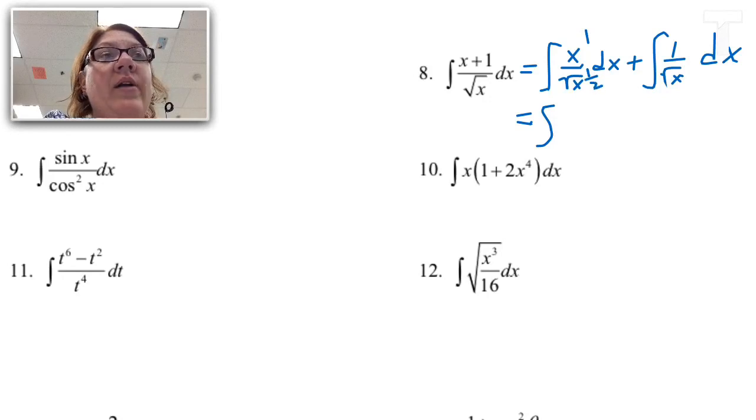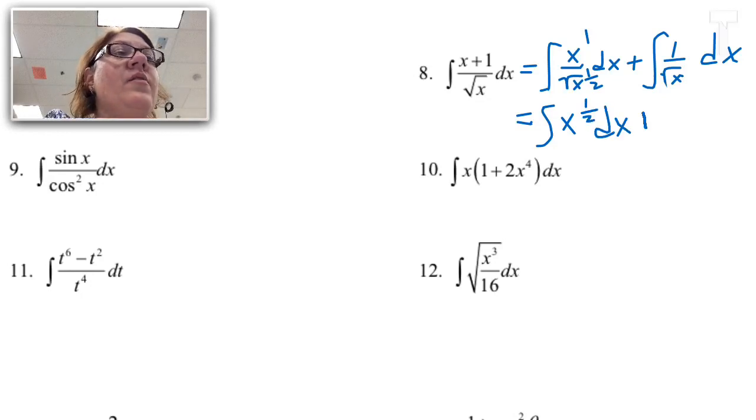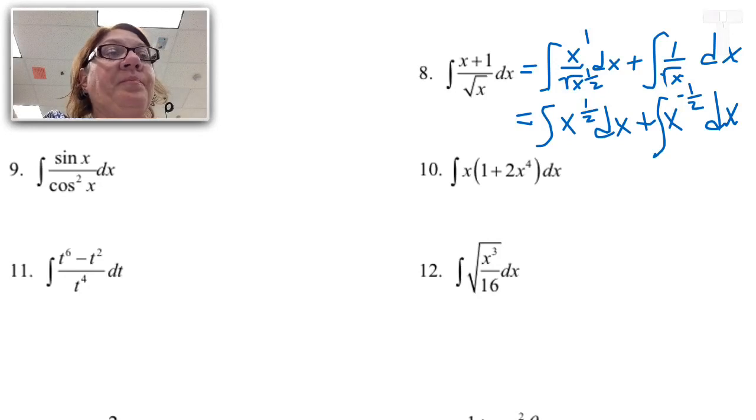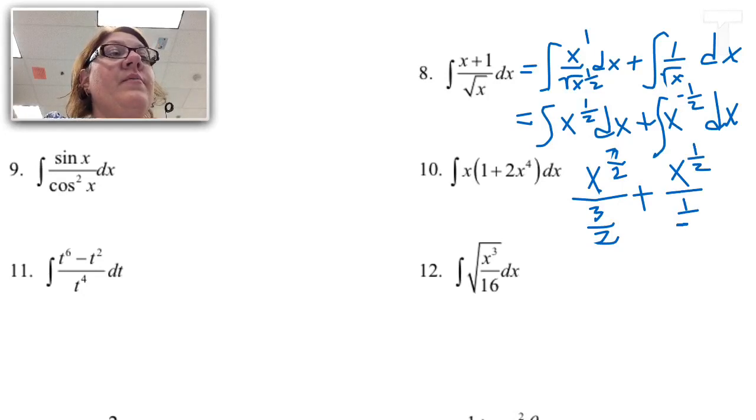And if I subtract those, because that's my rule with exponents, I get x to the 1/2. And this one is x to the negative 1/2, since that's in the denominator. And now I just power up. So this first piece, when I power up, will be a 3/2, and I'll divide by that. And the second piece, when I power up, will be x to the 1/2, and I'll divide by that. And then I'll do my plus c.